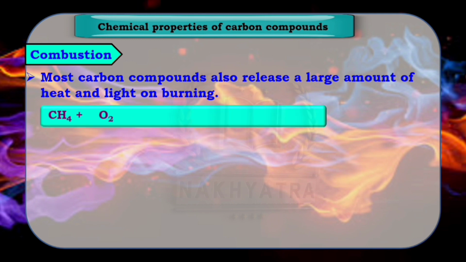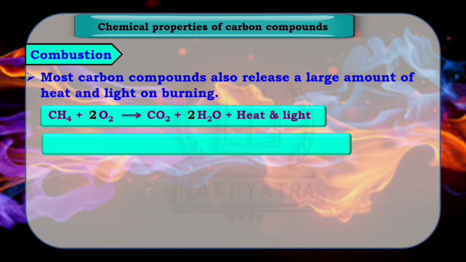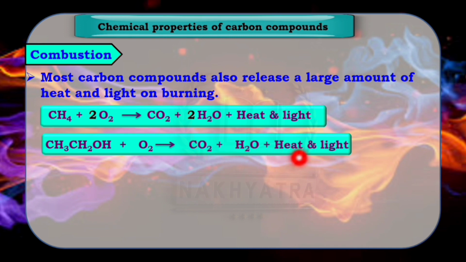So here one reaction is given where methane is burned in presence of oxygen. It releases carbon dioxide plus water plus heat and light. Now balance the reaction. And another reaction is also given where ethanol is burnt in presence of oxygen, which also releases carbon dioxide plus water plus heat and light.